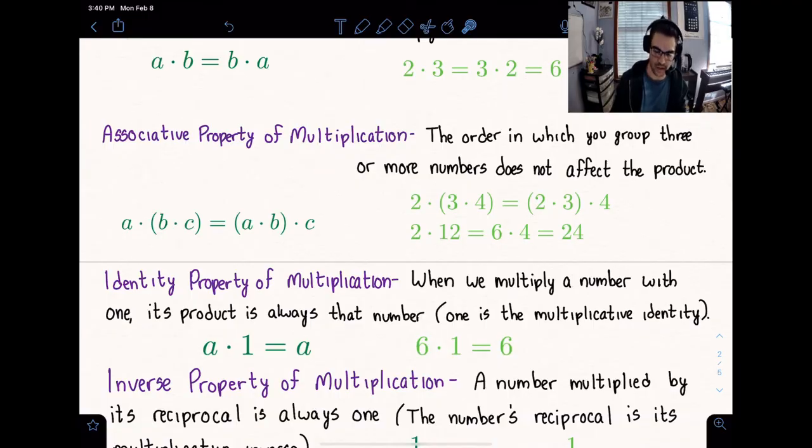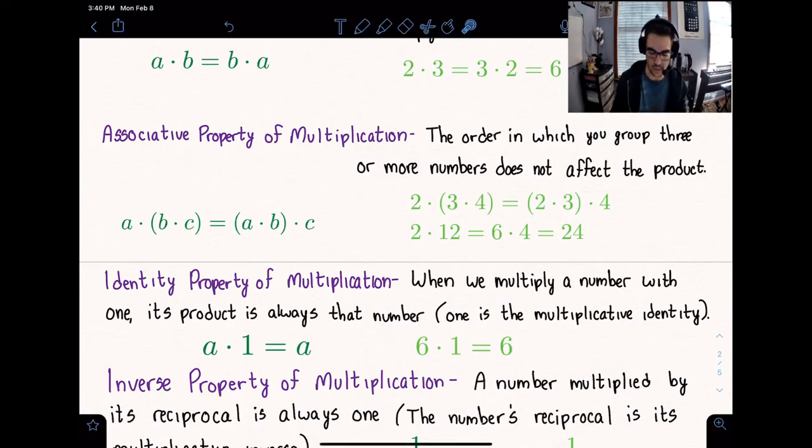Associative property of multiplication. The order in which you group 3 or more numbers does not affect the product. So just like the associative property of addition, the grouping doesn't matter. A times the quantity of b times c is the same thing as the quantity of a times b times c. And I have an example worked out here with some hard numbers. 2 times the quantity of 3 times 4 equals the quantity of 2 times 3 times 4. We do the parentheses, 3 times 4 is 12. 2 times 12 is equal to, well, 2 times 3 here is 6, and then we have the 4. So 6 times 4 equals 24. 2 times 12 equals 6 times 4 equals 24. The way we group things for multiplication does not matter.